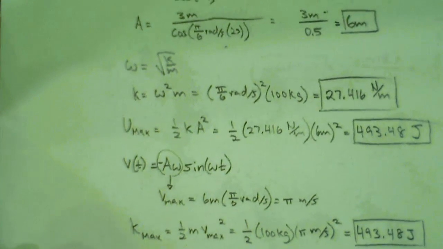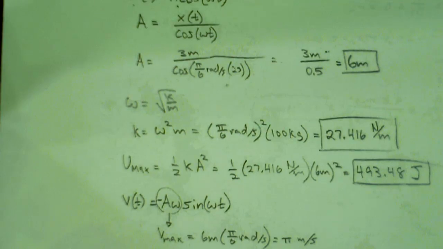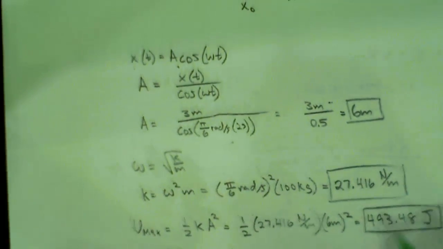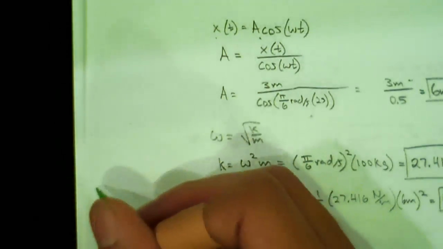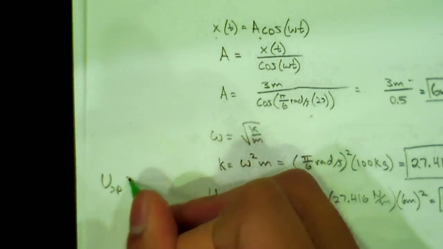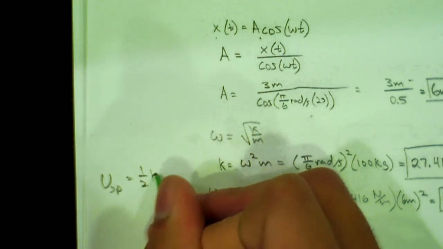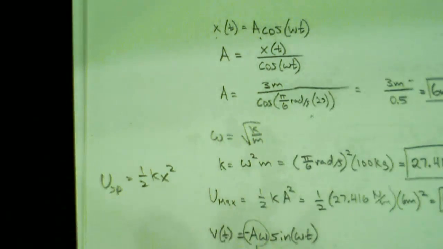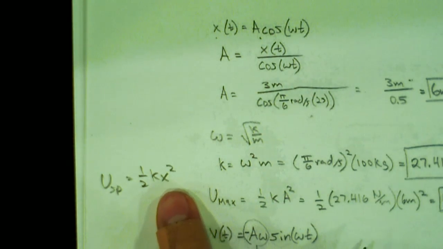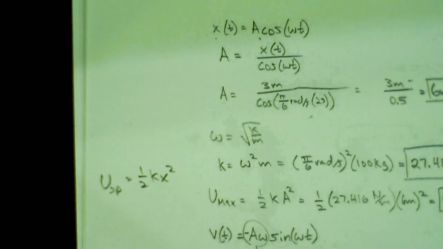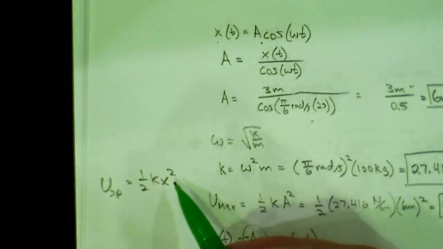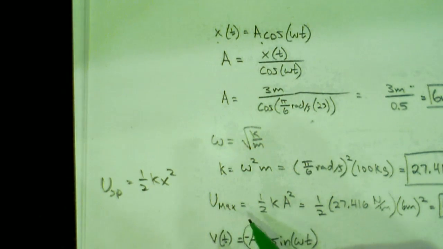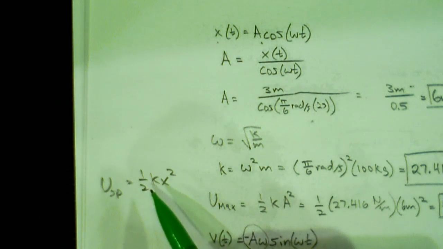So how did you get the 1/2 kA squared? So this comes from spring energy. The potential energy of a spring is 1/2 kx squared, right? And this x represents the distance from equilibrium. So if the spring is stretched or compressed a certain distance, it's going to have an energy associated with it, right? Now, if we want the maximum potential energy, we need to maximize this.